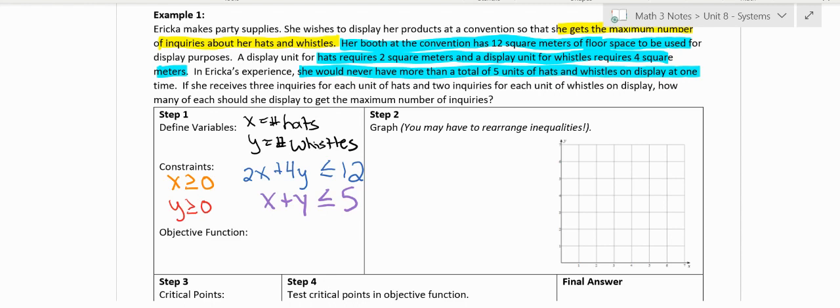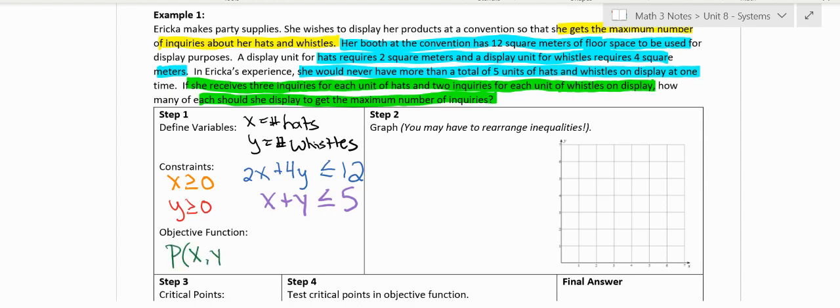We then have an objective function we can write. After we find our constraints, it says if she receives 3 inquiries for each hat and 2 for each whistle, how many should she display to get a maximum number? So we're going to maximize it, and I'm going to say profit. We're basically going to say an x and a y. We're eventually going to put coordinate points in there. And it says that she gets 3 for hats and 2 for whistles. The objective function we're never going to graph, we just use it to evaluate points.